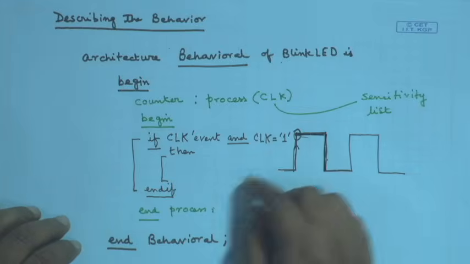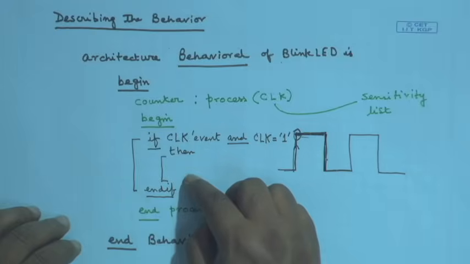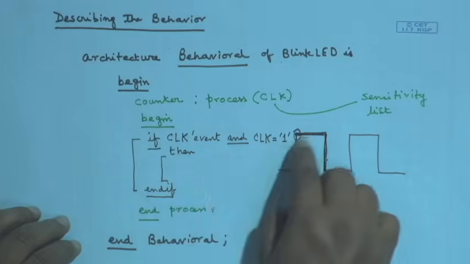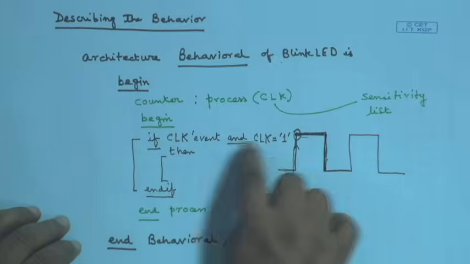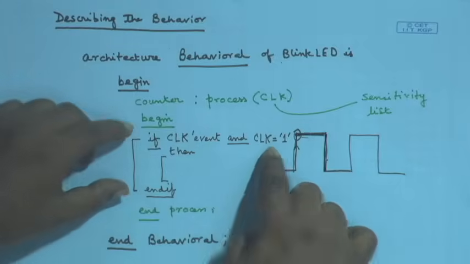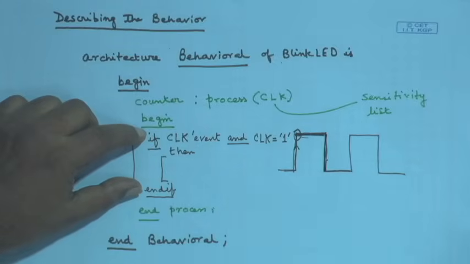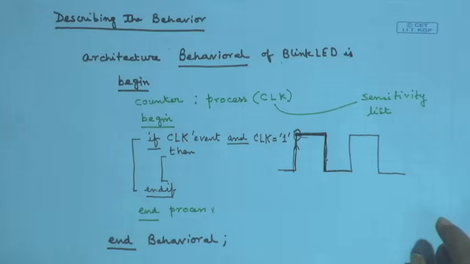This part, no, it is not a loop. We are not looping here. We are just getting in here and executing it. Clock is 1. Process is, say, this process. A process will have different parts of the body.